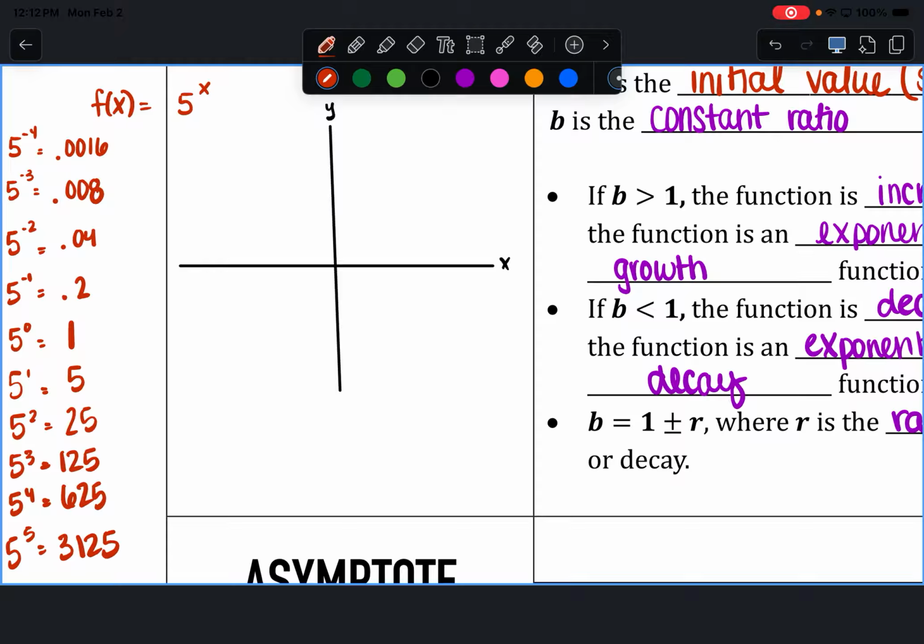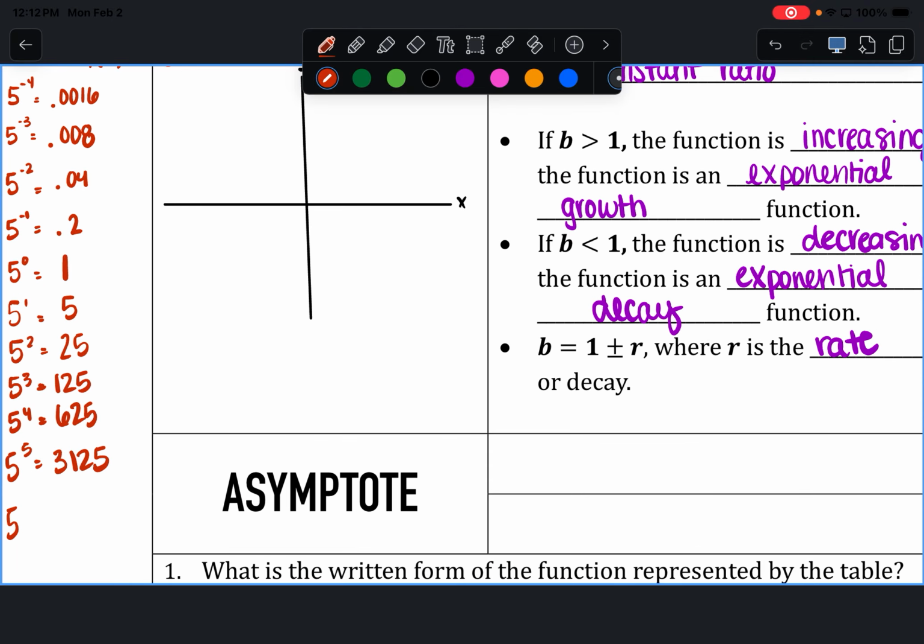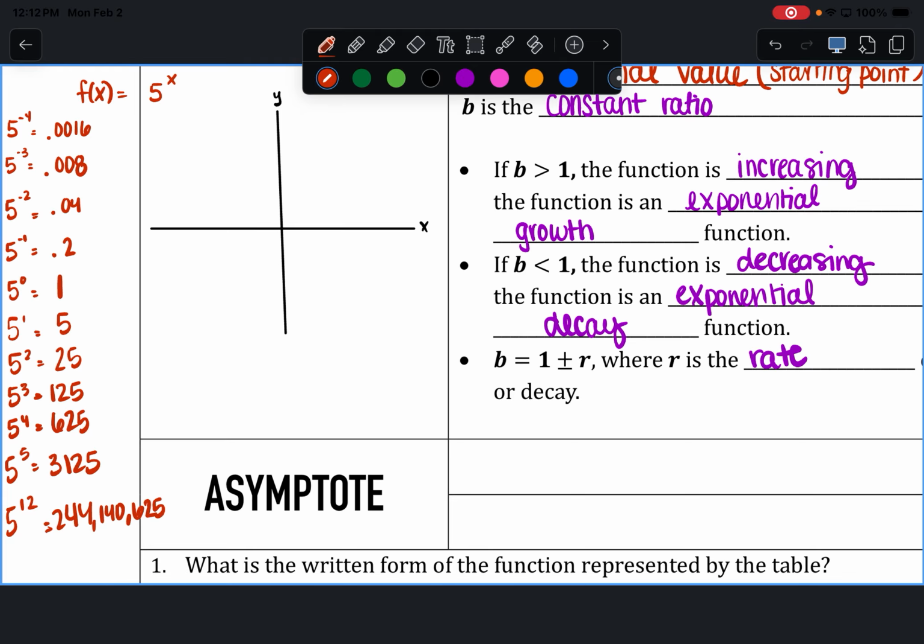Now, just for funsies, we're going to do one more. 5 to the 12th power. It is 244 million, 140,625. Yep. All right. So I want us to talk about what this means for our graph.